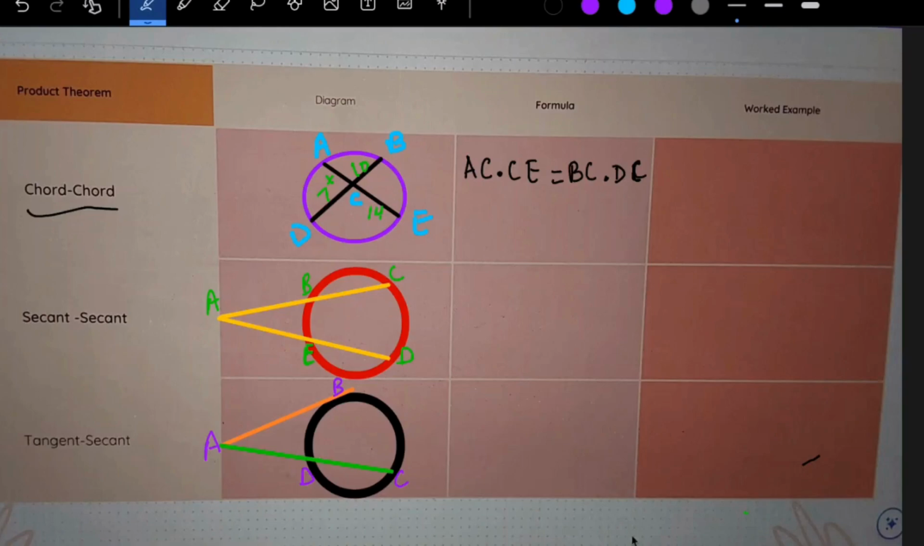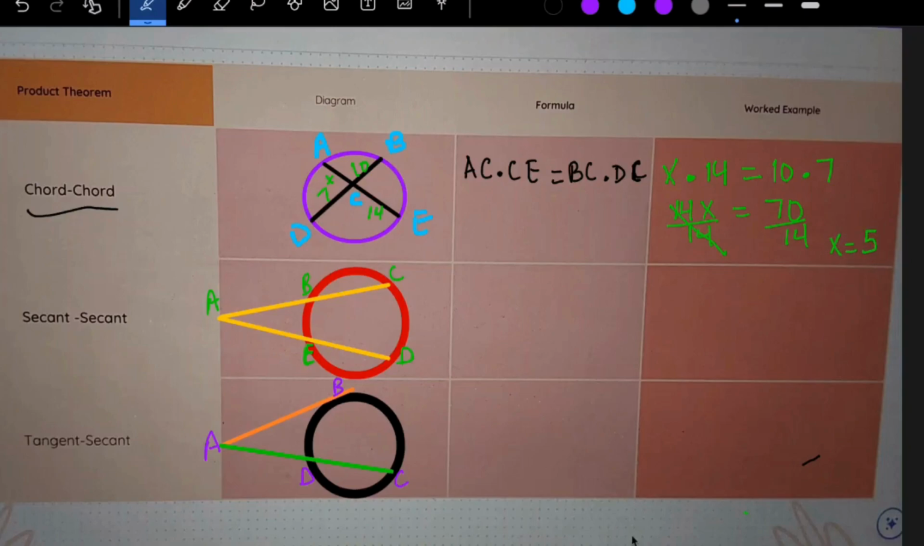So AC, which is x, multiplied by CE, which is 14, is equal to BC, which is 10, multiplied by DC, which is 7. So we have 14x equals 70. And then we divide both sides by 14. Therefore, x is equal to 5.